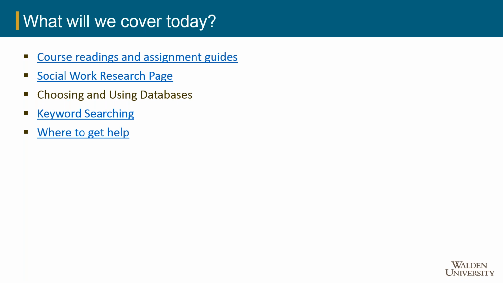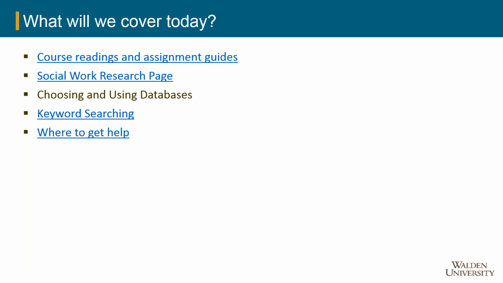And then lastly, where to get help. The library has so much help and support, and so does Walden in general, like the Writing Center and Academic Skills Center. There's just so much for our students, and we'll talk about where to get help.